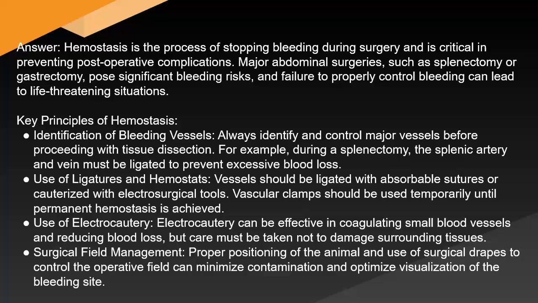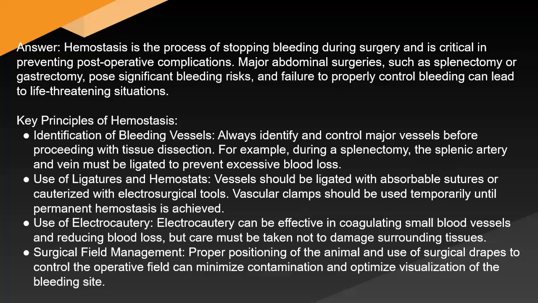to life-threatening situations. Key principles of hemostasis: identification of bleeding vessels. Always identify and control major vessels before proceeding with tissue dissection. For example, during a splenectomy, the splenic artery and vein must be ligated to prevent excessive blood loss. Use of ligatures and hemostats. Vessels should be ligated with absorbable sutures or cauterized with electrosurgical tools. Vascular clamps should be used temporarily until permanent hemostasis is achieved.